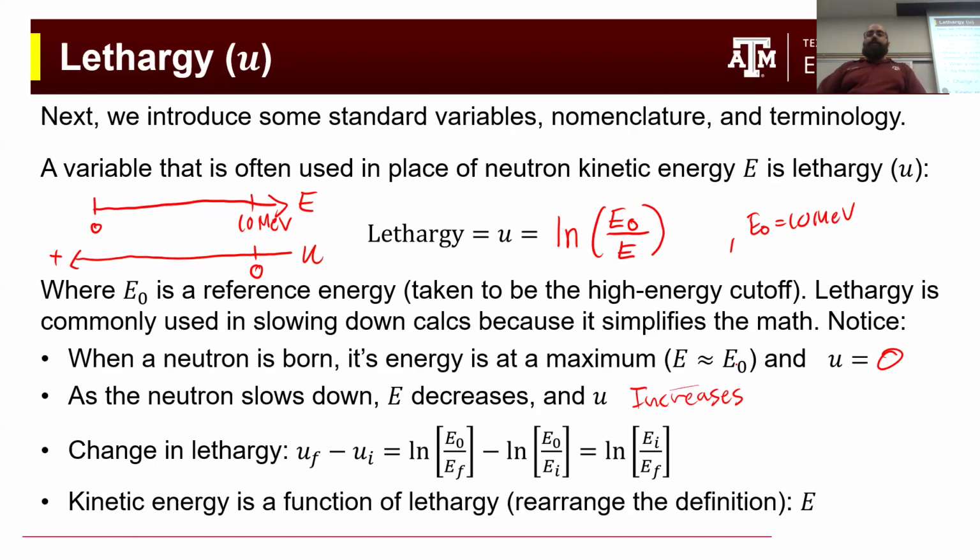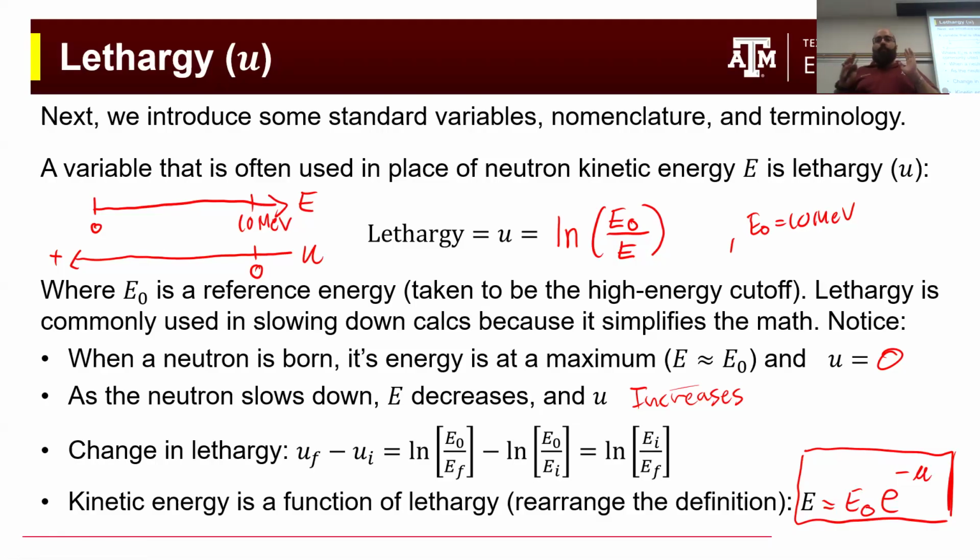And so, since there's a one-to-one relationship, we could take this equation and solve for the energy, big E. We would take the exponential of both sides to clear the logarithm, and then we would move the E to the other side and divide, and what you would end up with is that big E is equal to that energy E0 times exponential of minus U. So for any neutron energy E, I can compute the lethargy, and for any lethargy U, there's a one-to-one relationship between these quantities.